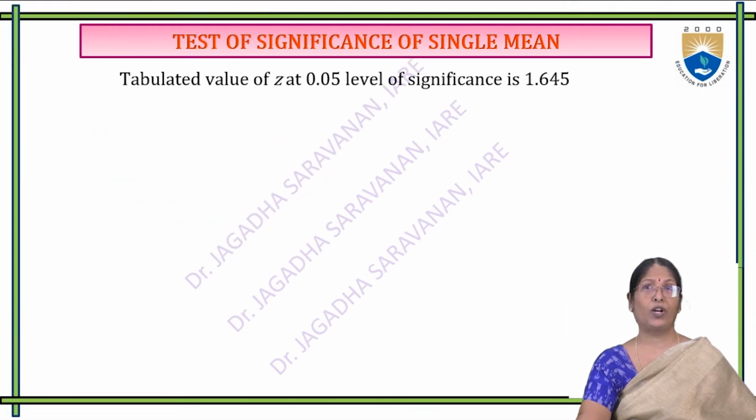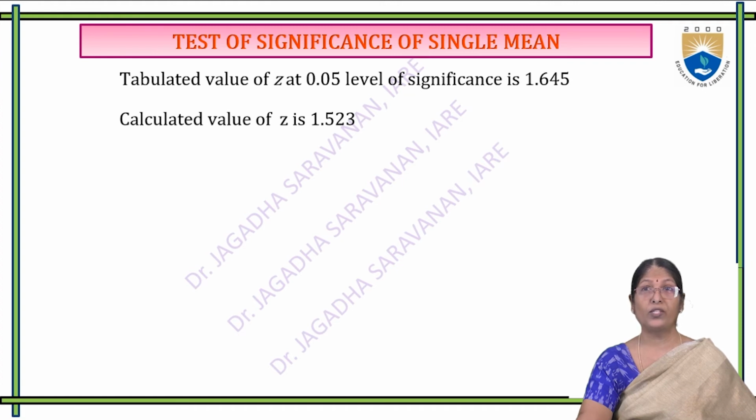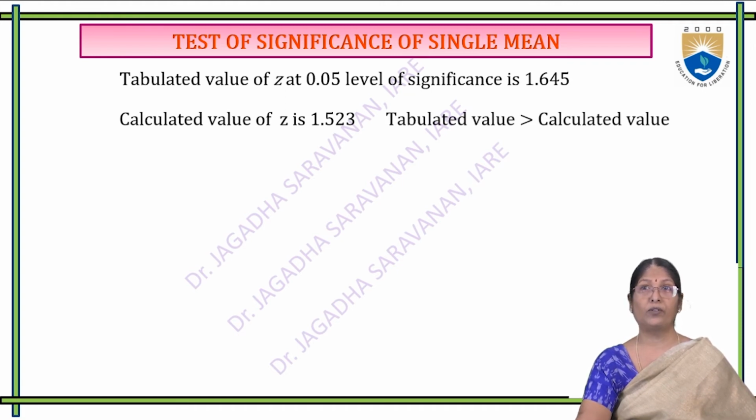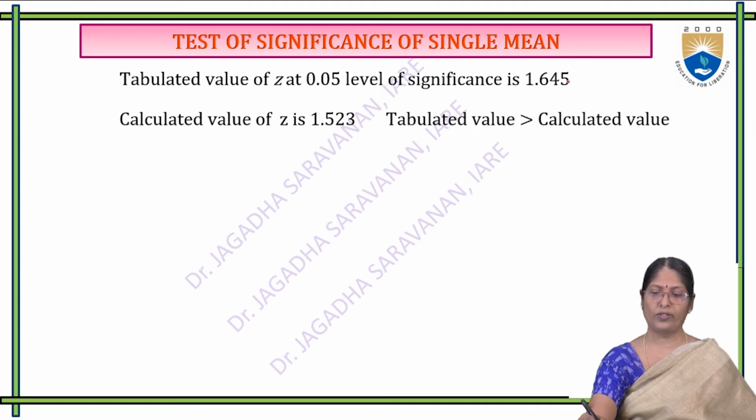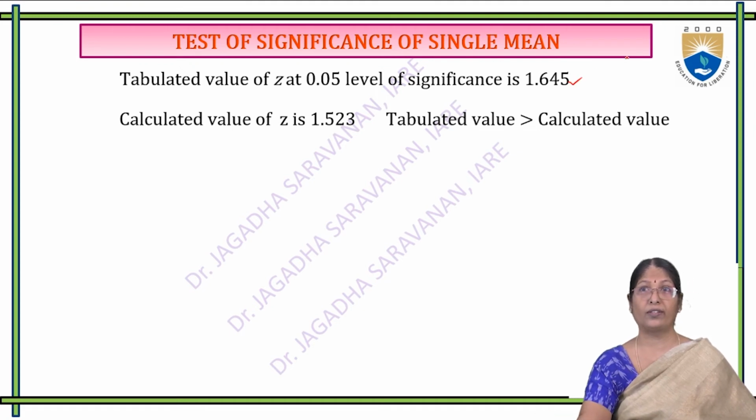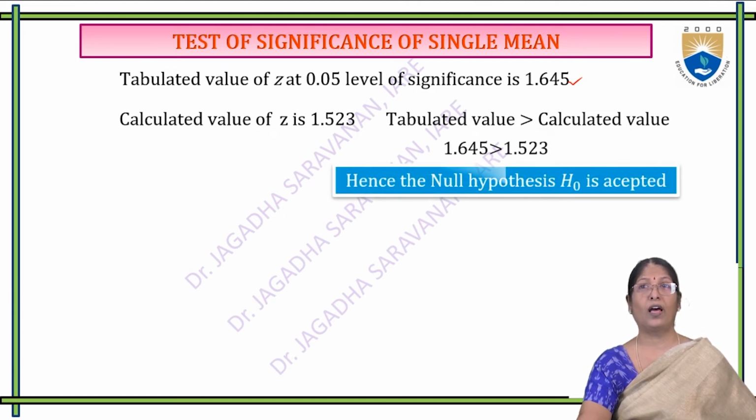So the tabulated value of z at 0.05 level of significance is 1.645. The calculated value of z is 1.523. So the tabulated value, 1.645, is greater than the calculated value, 1.523. So the null hypothesis is accepted.